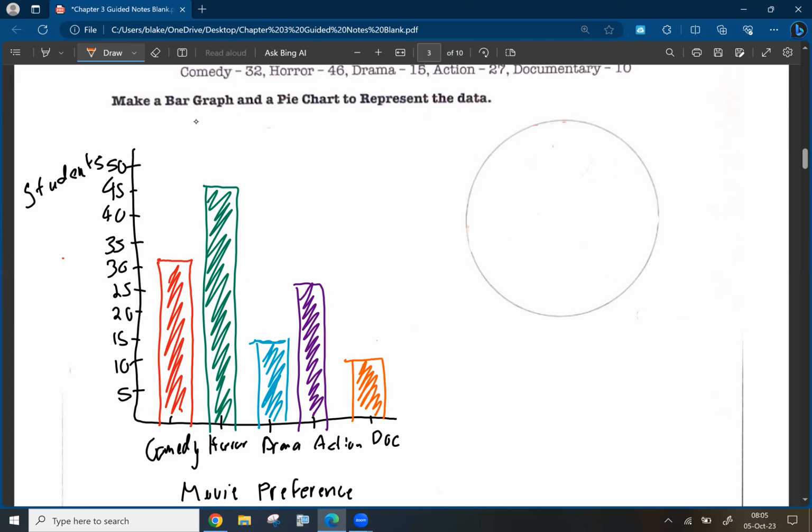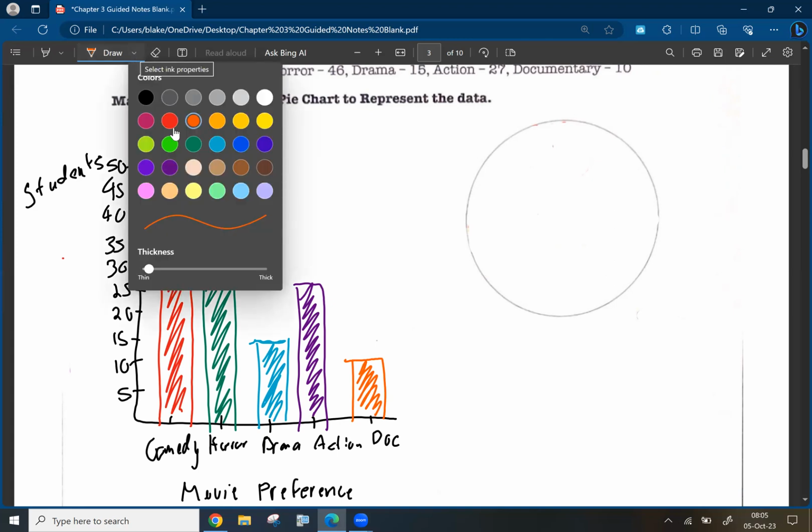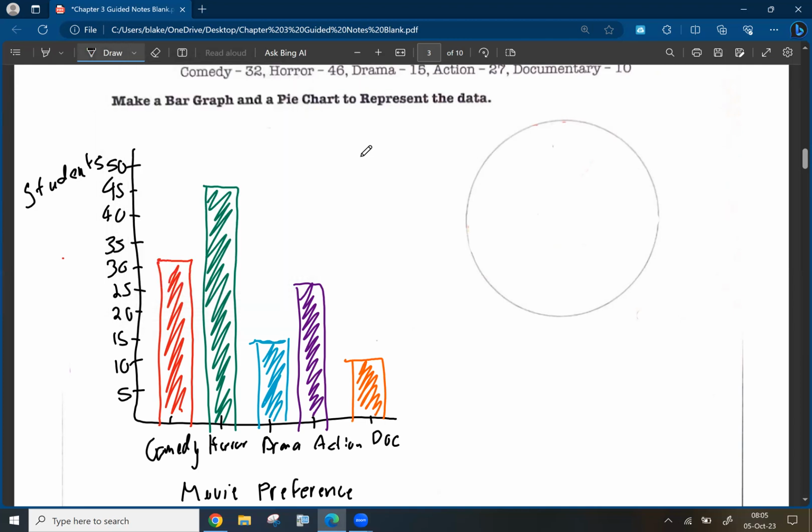All right, and there's your bar graph. So next we're going to move on to the pie chart. Now the pie chart, you can actually make it very precise. So to make the pie chart, we're going to find the relative frequencies of these. And we're going to calculate how big of an interior angle they would have here.